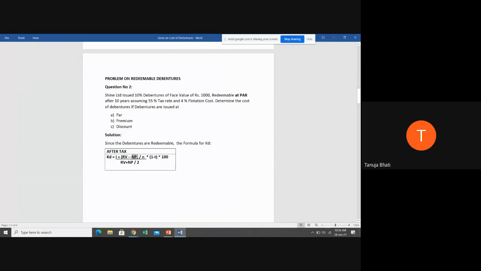Now NP. Now can anyone tell me what is going to be the NP? First of all, tell me the formula for NP if it is at par. Face value minus expenses on issue. So is there any expense on issue that is being given? Yes, ma'am. What is the expense? 4%. And this flotation cost percentage is always calculated on what? This 4% flotation cost, on what will I calculate this?